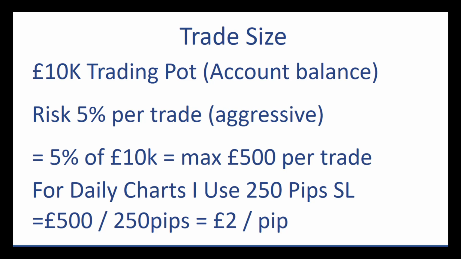So £500 was my 5%. I'm prepared to go up to 250 pips, so really we're looking at £2 a pip. So when I place my trade, on MetaTrader it will say it's in lots, so I'll be putting in 2 lots, although strictly speaking they're not full lots.